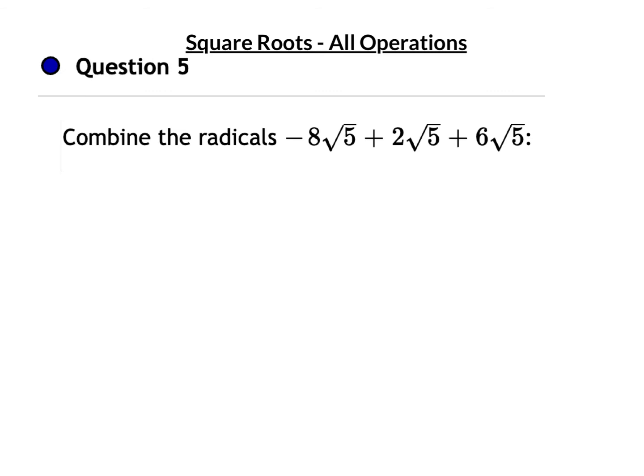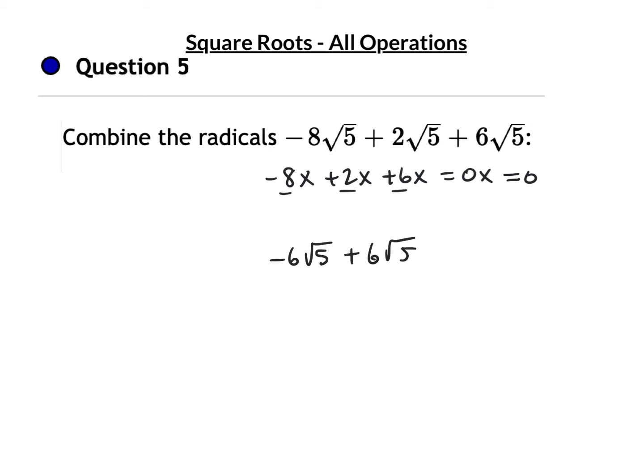Question 5. Think of this like negative 8x plus 2x plus 6x, because it's exactly the same thing. I add my coefficients, negative 8, 2, and 6, and I get 0. This would be 0x, which is 0. Negative 8 root 5 plus 2 root 5 would be negative 6 root 5 plus 6 root 5. And those are opposites, and yes, they add to 0.